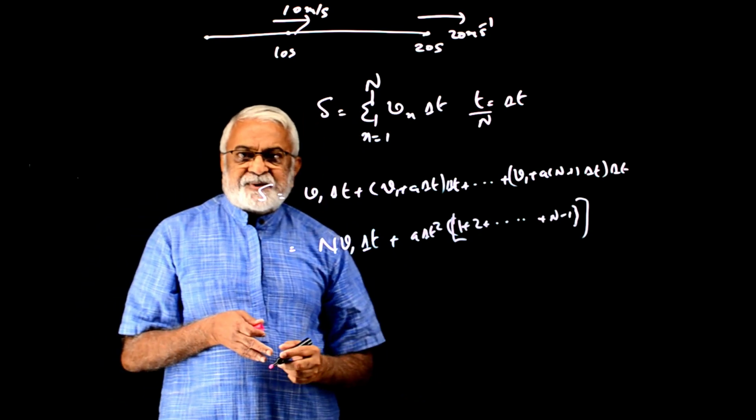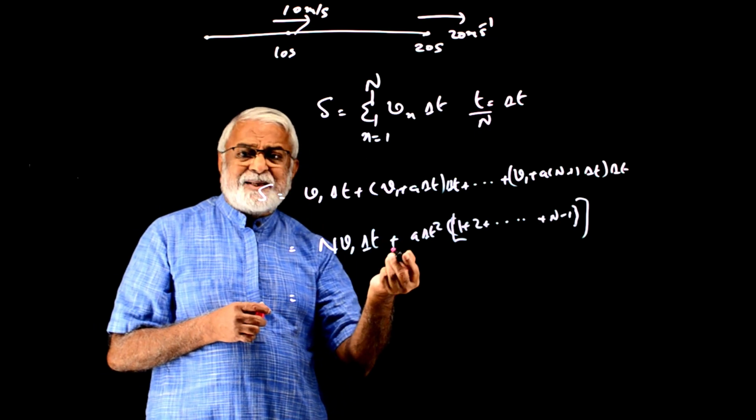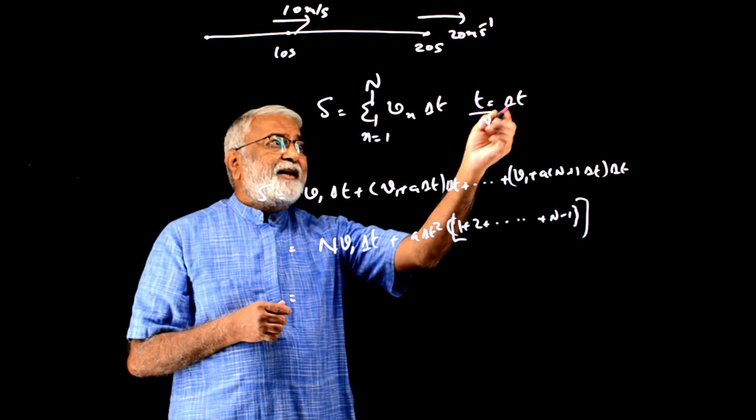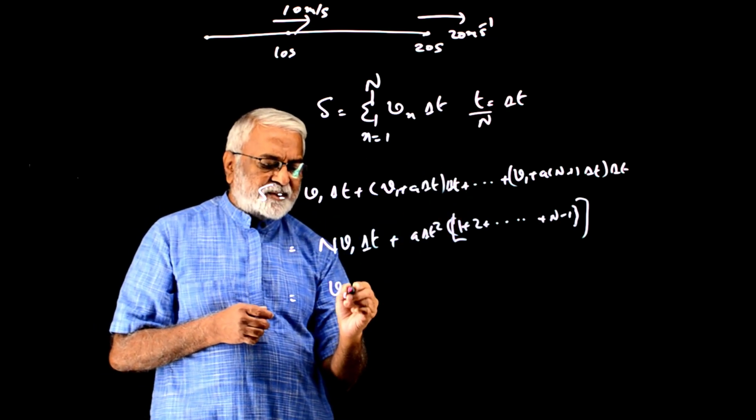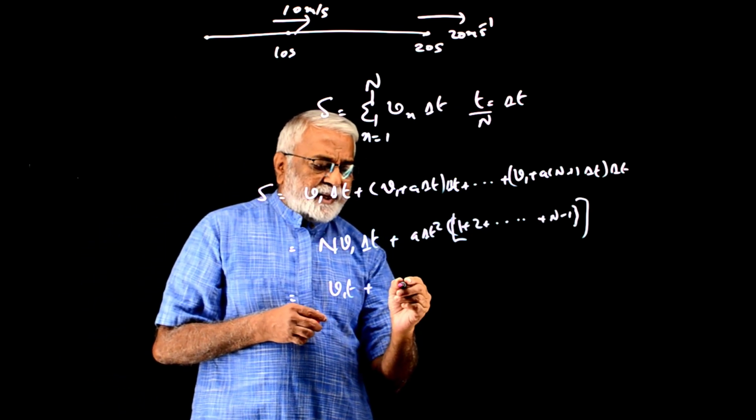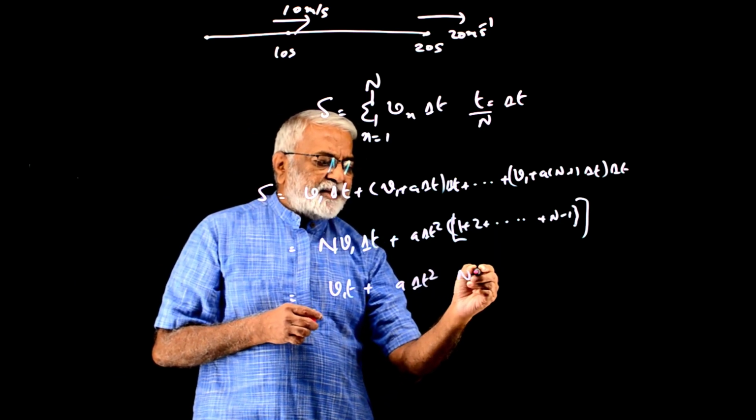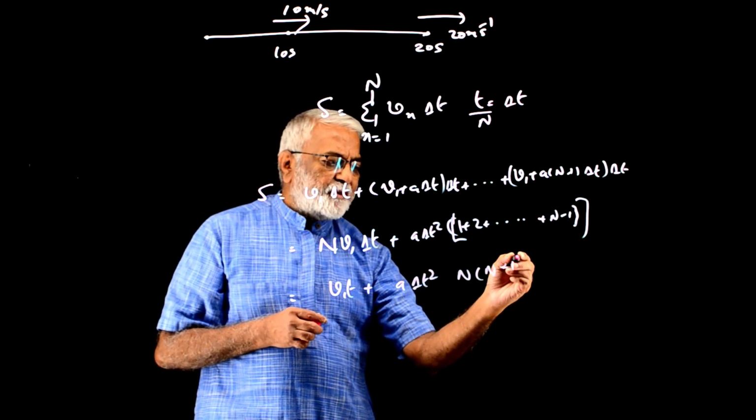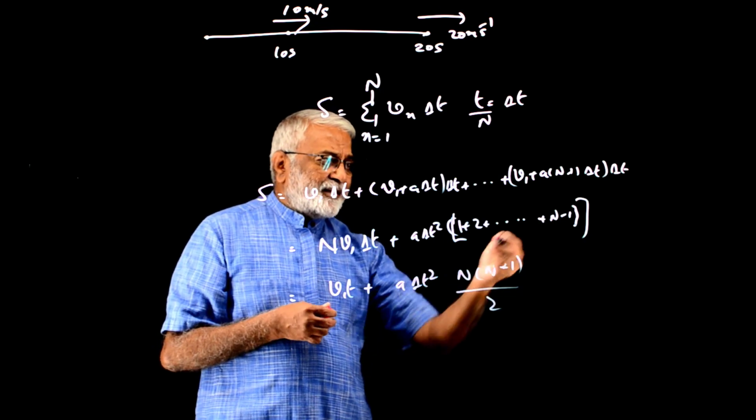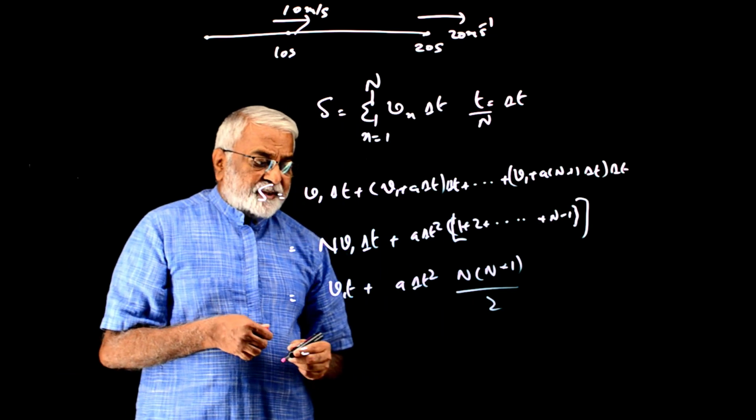So this is the sum we got, and well, this n delta t is t, right? N delta t is t, so we get v1 t plus a delta t squared into the sum of these terms, which is n into n minus 1 by 2. This is, after all, an arithmetic progression, and this will give us what?